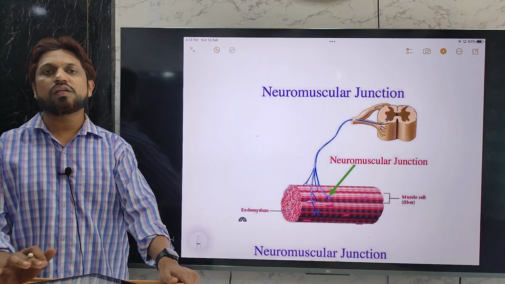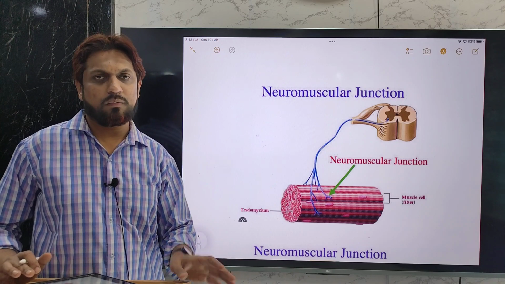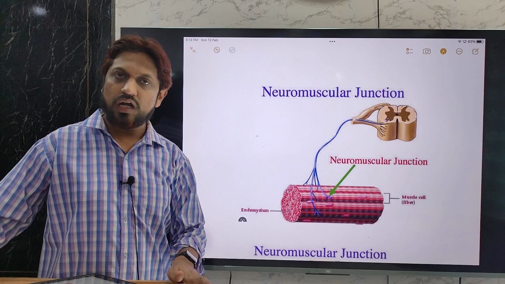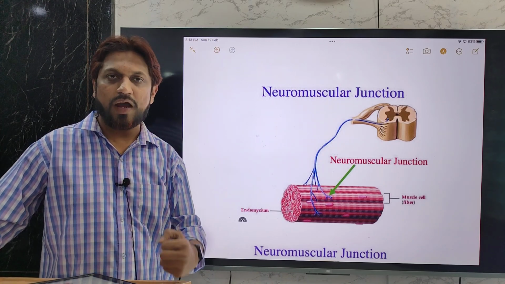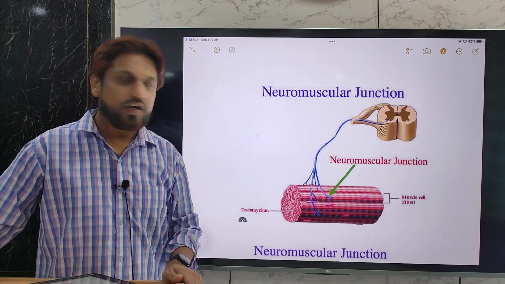Nerve is nothing but the bundle of axons in the peripheral nervous system. If the bundle of axons is present in the peripheral nervous system, we simply call it a nerve. If the bundle of axons is present in the CNS, that is the brain or the spinal cord, then it is called tracts. We have ascending tracts or descending tracts.